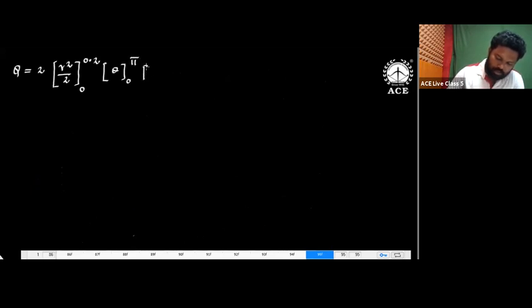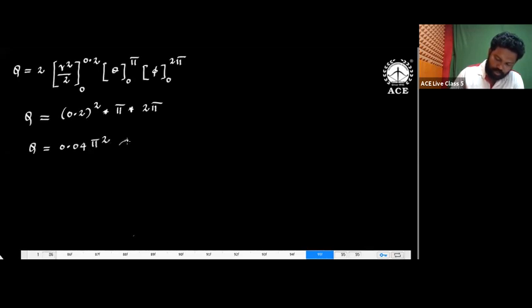So here it is 2 into r square by 2, limits from 0 to 0.2. Theta, limits from 0 to pi. Phi, limits from 0 to 2 pi. Upper limit minus lower limit: 0.2 square, pi into 2 pi. 0.04 into pi square coulombs is the answer.